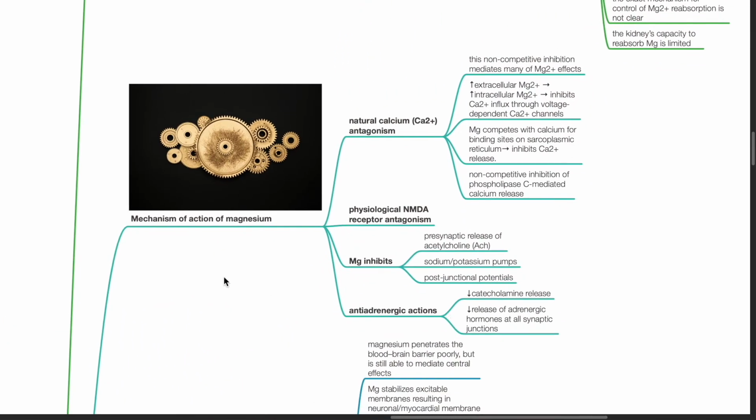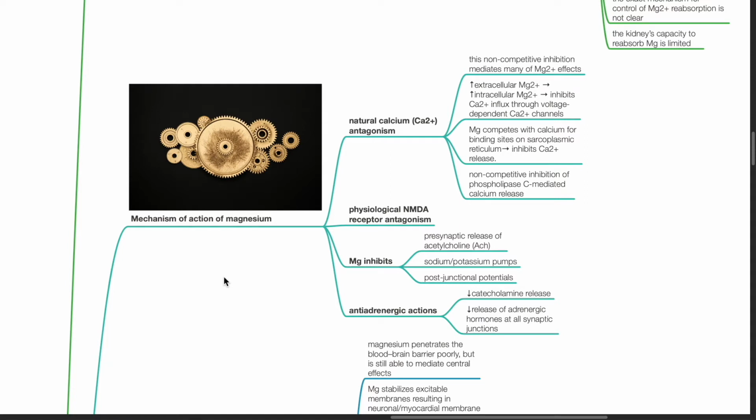Mechanism of action of magnesium. Magnesium acts as a natural calcium antagonist. This non-competitive inhibition mediates many of magnesium's effects. Increased extracellular magnesium results in increased intracellular magnesium, and this inhibits calcium influx through voltage-dependent calcium channels. Magnesium competes with calcium for binding sites on the sarcoplasmic reticulum, and this inhibits calcium release. Non-competitive inhibition of phospholipase C-mediated calcium release occurs.